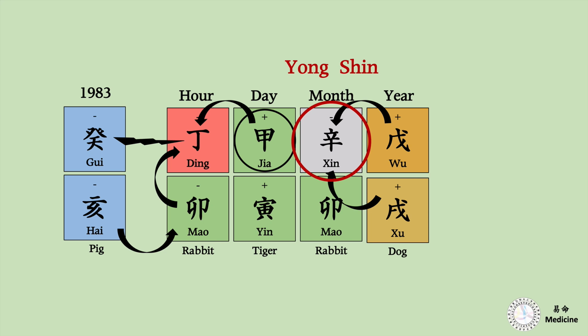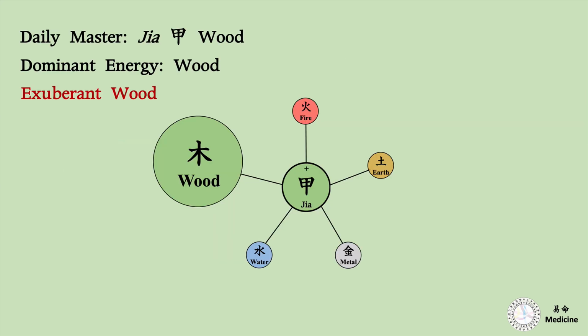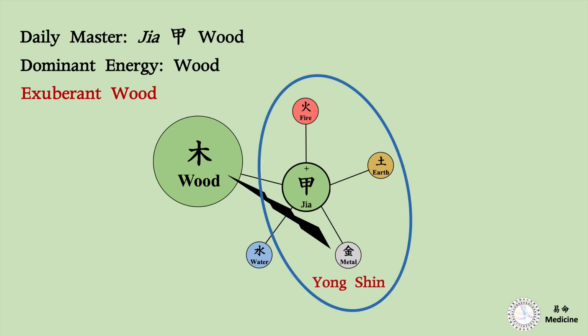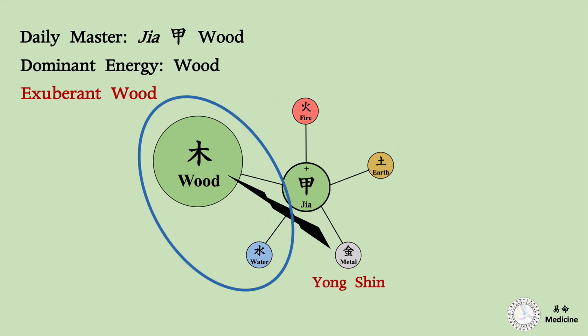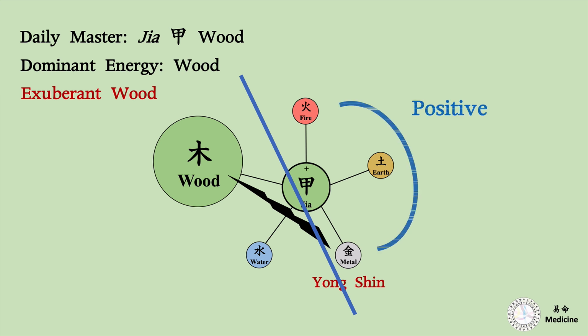A little complicated? Seems I go here and there, but the real chart is more complicated. So we need to practice in this way over and over. So in exuberant wood chart, metal is Yong Shin, but we can see these 3 elements are positive, and these 2 elements are not positive. This is the common example of strong chart. A strong chart can usually use 3 elements as positive and these 2 as negative elements.